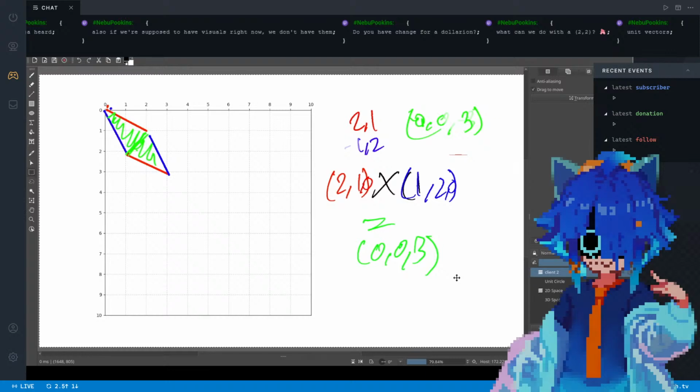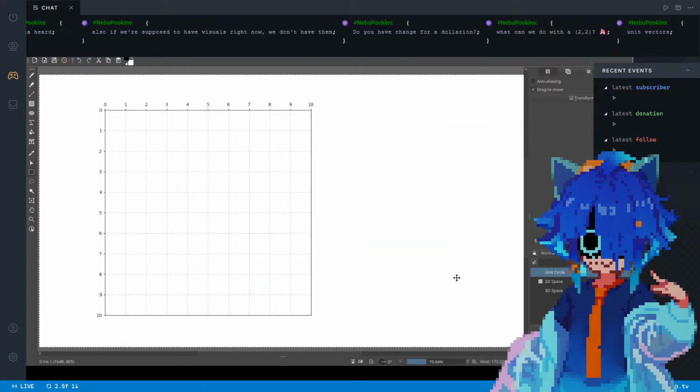So we've seen the cross product. It turns out that there's another useful product with vectors. So let's clean things up a little bit. And let's start with a motivating example.